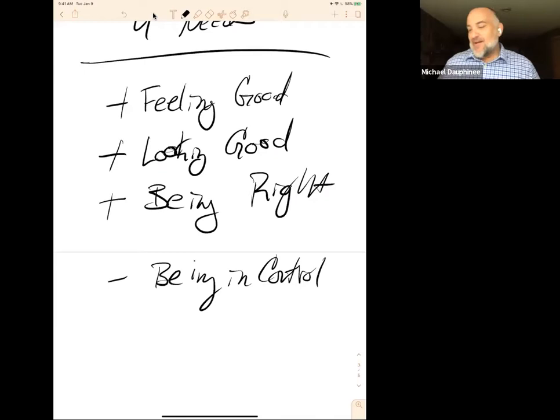So in some ways, what I like to think about for all of us is this: when it comes to feeling good, looking good, being right, being in control, what happens when you're feeling the opposite, when you're feeling like you're looking bad? Think about the things you want, the visions in our life, and then think about the reality.